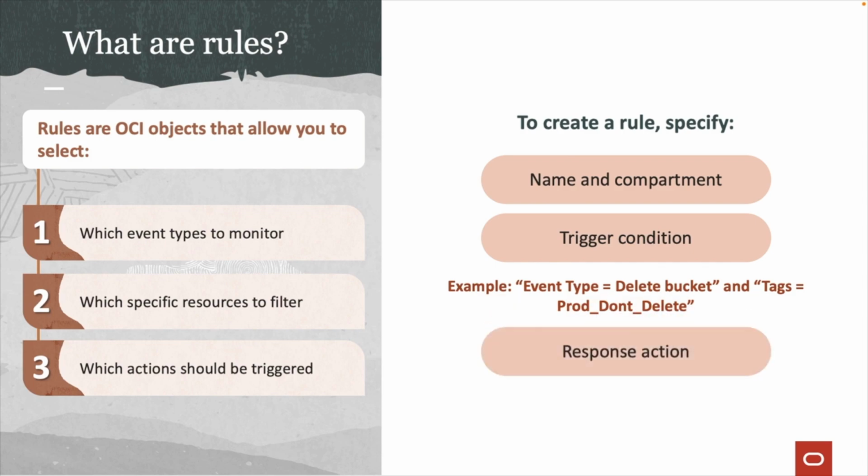The response action is about what is to be executed once the trigger condition has been met. You can have multiple actions for each rule. For example, you can choose to notify a user on a Slack channel through the notification service and also trigger a function call that will execute the backup scripts.